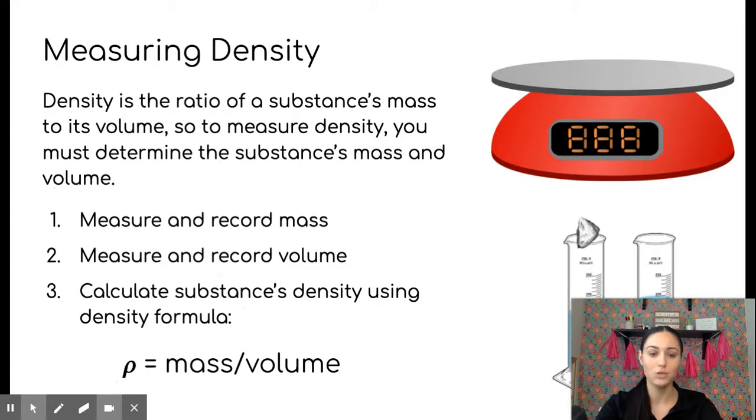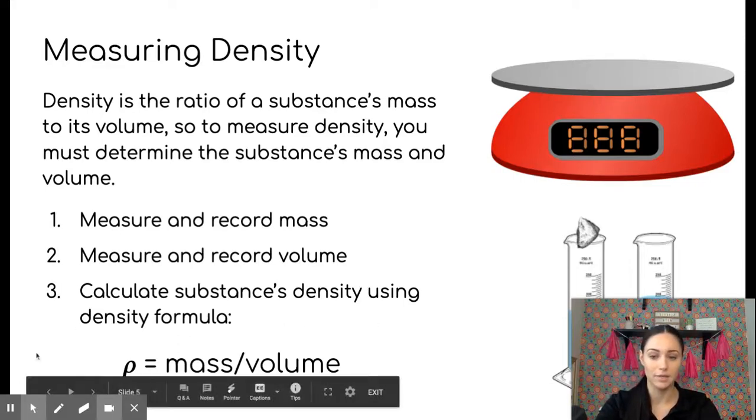Now let's look at how to measure density and a couple examples of how we would then use our measurements to calculate the density of a substance.